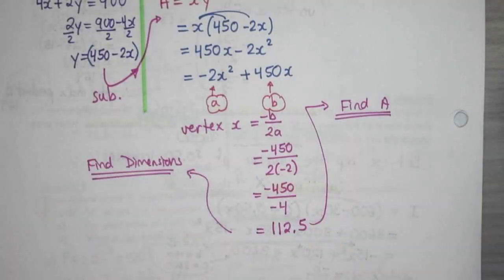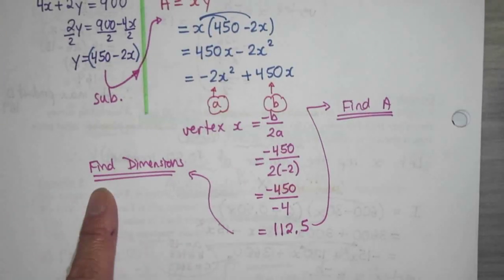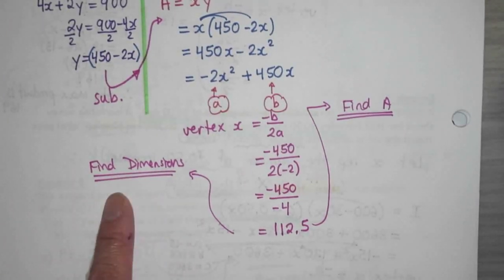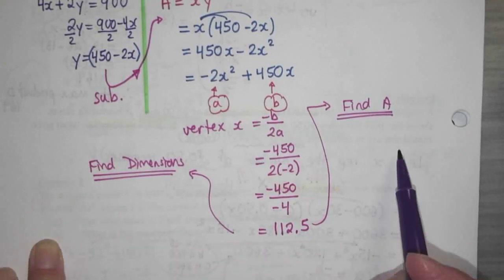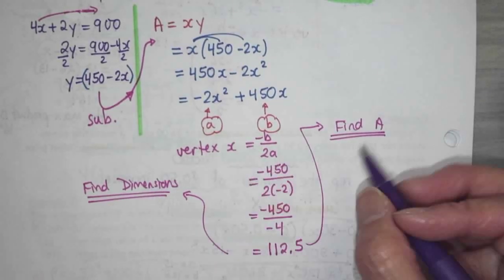So from here, I can find everything. What's dimensions mean? X and Y, right? So we got to find X and Y. Dimensions is the length and the width. So we want to find the dimensions and we want to find the area. So you can do either. You can do one first and then find the other one. It's up to you. We have the area.